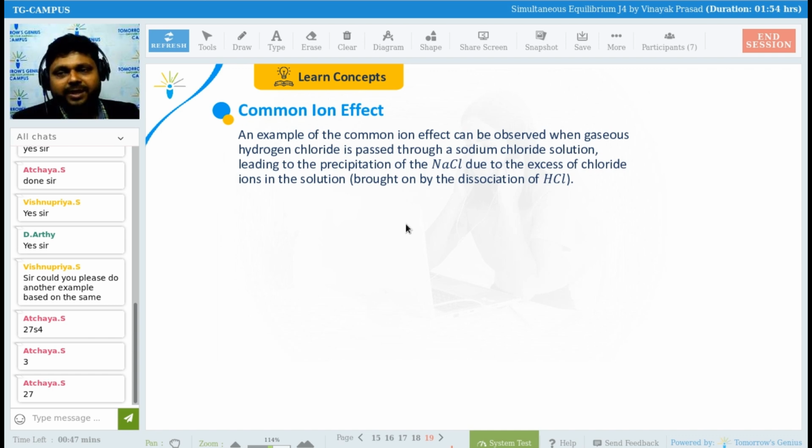So here in the common ion effect, what will be the common? Can anyone tell me what this common ion effect is? What will be the common in this common ion effect? No one can tell me anything.